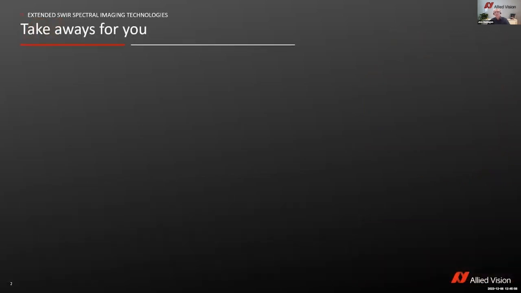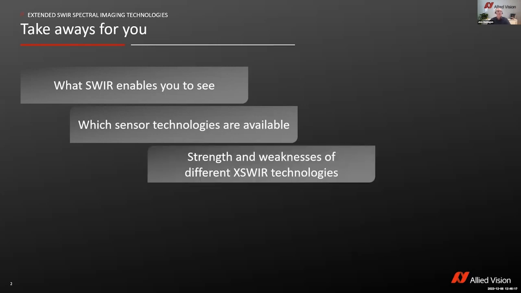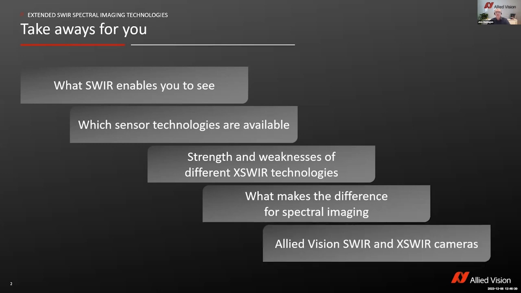And at first, I would like to give you an overview about the takeaways you will get during my presentation. I will try to give you an idea about what SWIR enables you to see and which sensor technologies are available for SWIR imaging, with a special focus on extended range SWIR sensors, or as we say, just eXtended. Thereby, you will also learn more about the strengths and weaknesses of different eXtended sensor technologies and what really makes the difference, especially for spectral imaging. And finally, of course, I would like to provide you a brief overview about the broad range of SWIR and eXtended cameras Allied Vision is offering.